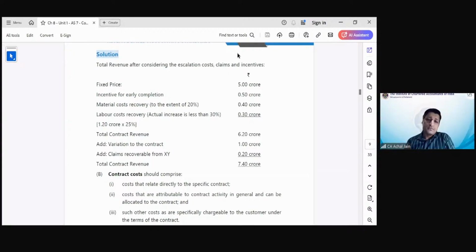7.4 crore. Okay. So all in all, what is the amount of revenue? 7.4 crore. Yeah. So some of you who were not getting 7.4 crore, please don't worry. You attempted this. But now you will be able to understand better as to what it is that you missed out on. Yes or no?